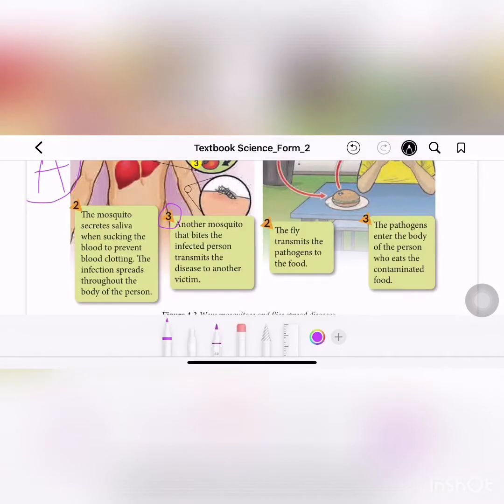Okay, then another mosquito or another Aedes mosquito that bites the infected person, just like how I explained just now, will transmit the disease. What disease is that? Is the dengue hemorrhagic fever to another victim. So basically you just copy this one from your textbook. Okay, so we go back to the question.